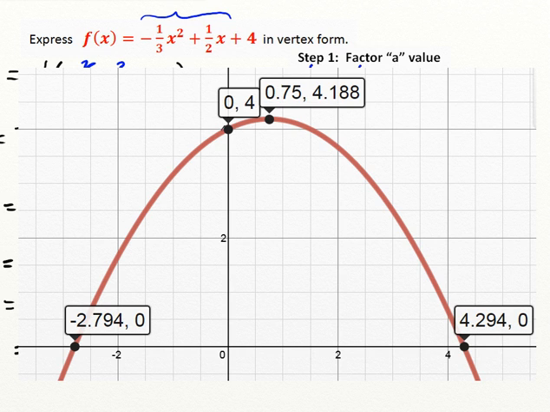Now, just as a final exercise, if I show you this graph of the function again, you'll notice that here down in the bottom we have some values here. Here's the one root, which is negative 2.794, and the other root is 4.294. And again, those are not nice integer values. Well, how could we find out those roots if we were interested in finding them?